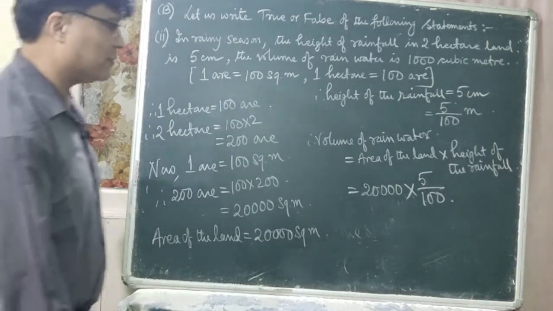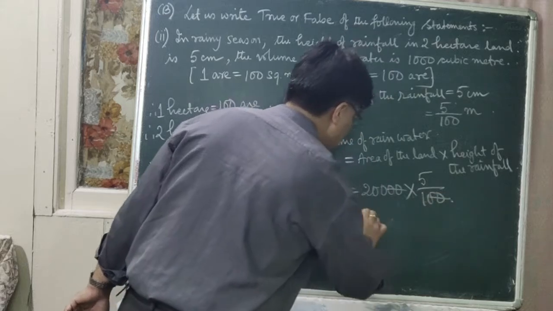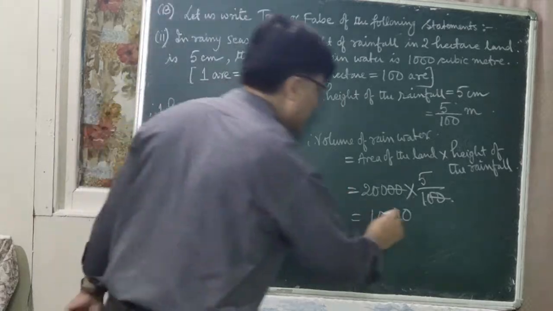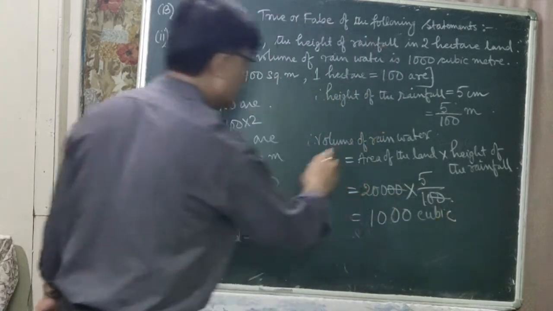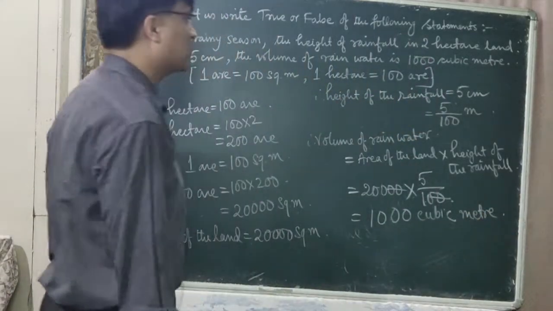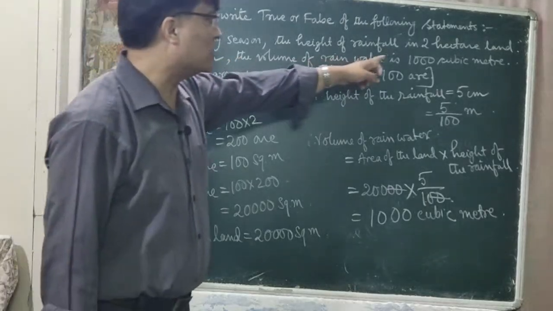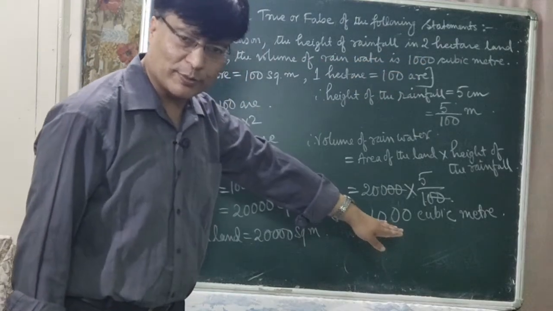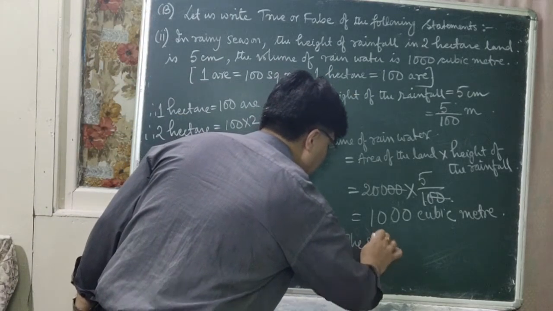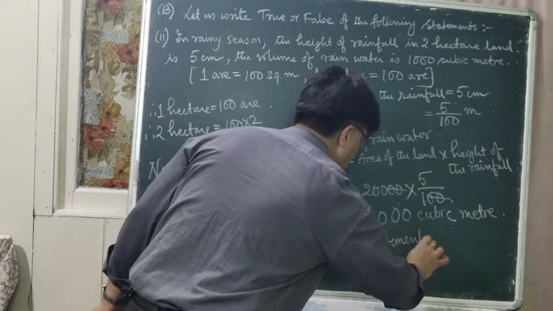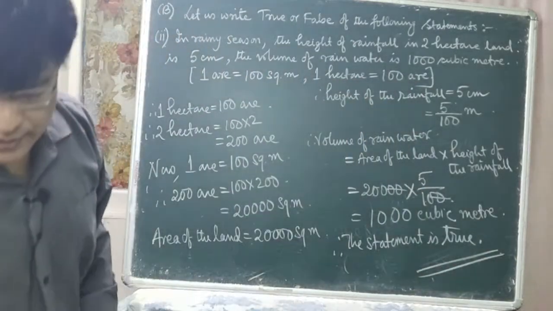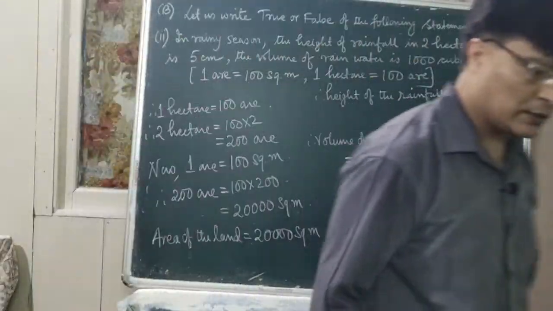So you can simplify it, right? So this 0000 gets cancelled. 5 zeros are 0, 5 twos are 10. This is 1000. This is the volume, isn't it? Volume means cubic meter. So it is 1000 cubic meter. Is it correct? In the question, the volume of rainwater is 1000 cubic meter. So we have got 1000 cubic meter. The statement is true. So write down, therefore, the statement is true. So I think you have understood it. So you can copy it. Now we'll do the next question.